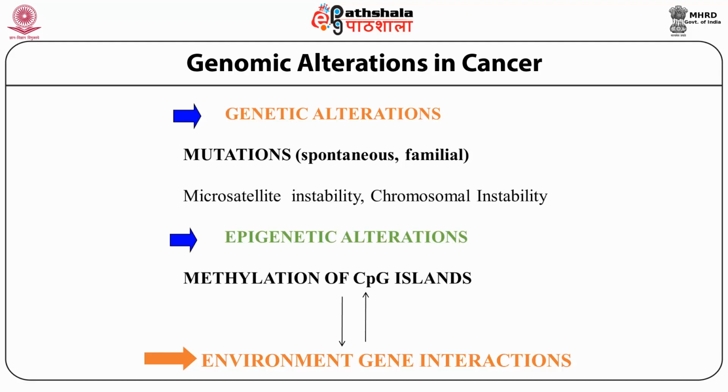In fact, the causes of cancer can be divided into genetic alterations, which include DNA mutations, microsatellite instabilities, and chromosomal instabilities. Most DNA mutations are spontaneously generated because of inefficient DNA repair. However, some mutations are familial, that is, they are passed from one generation to another. For example, the mutant BRCA gene is passed from the mother to the daughter. Most of the mutations affect the protein functionalities.